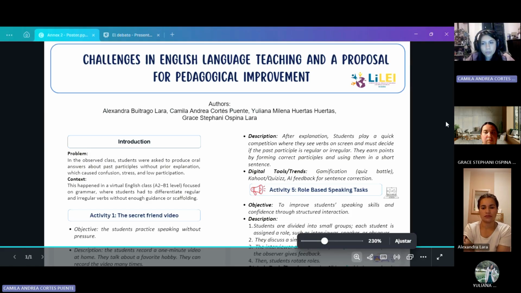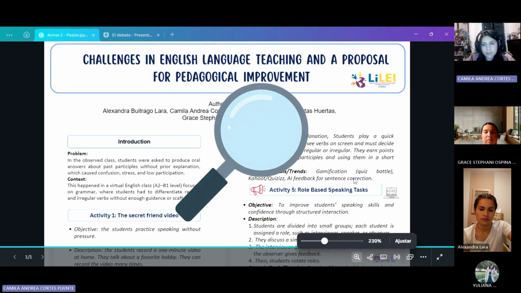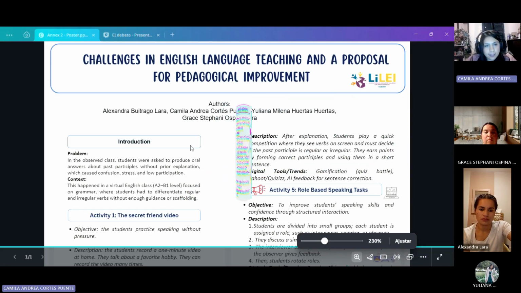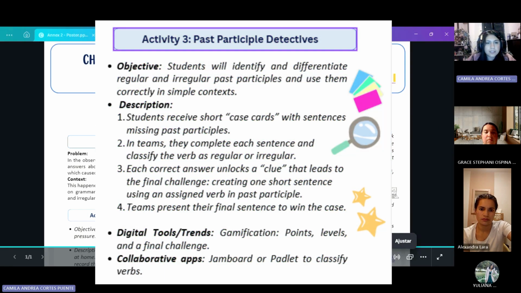Now we will present the most outstanding activities. Activity 3 is Past Participle Detectives. The main objective of this activity is for students to identify and differentiate regular and irregular past participles and to use them correctly in meaningful context.